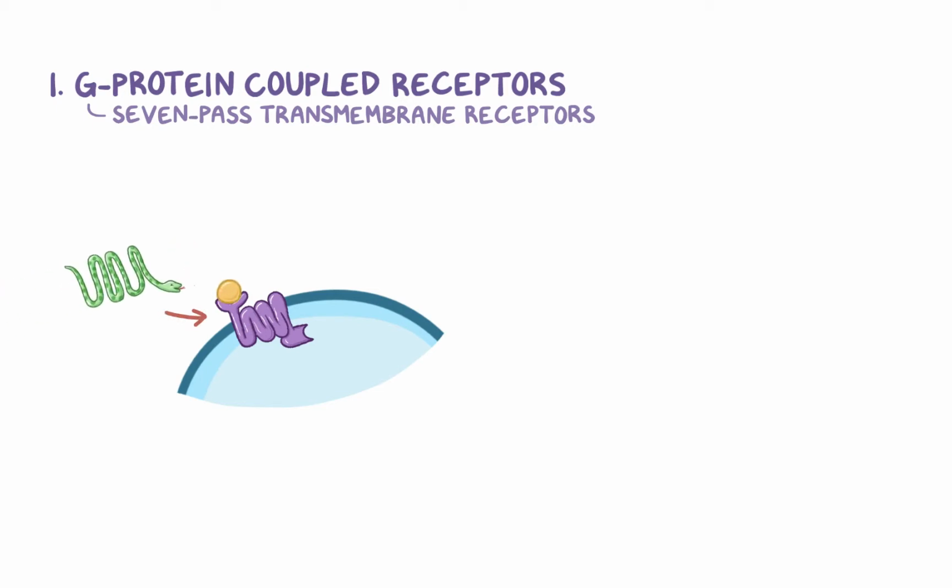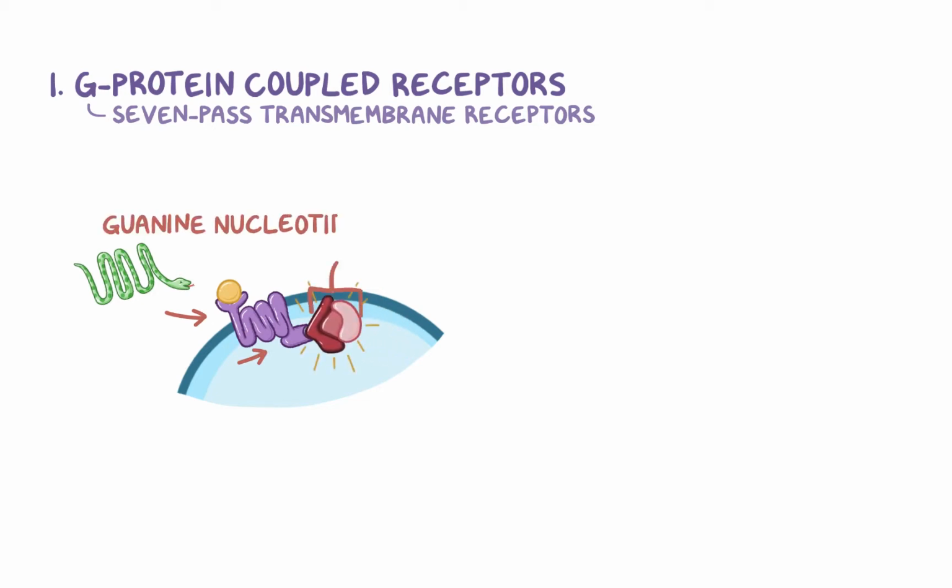Then the snake-like protein dips in and out of the cell membrane 7 times, and finally ends on the inside of the cell. The end of the G protein coupled receptor that's within the cell activates intracellular proteins called guanine nucleotide binding proteins, or G proteins.